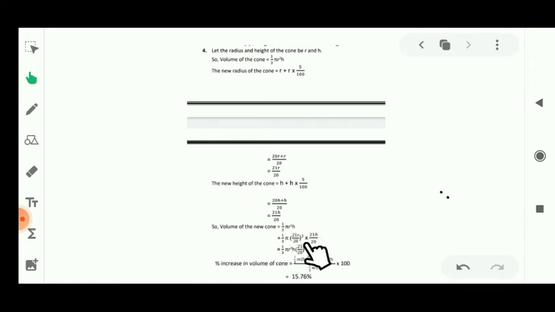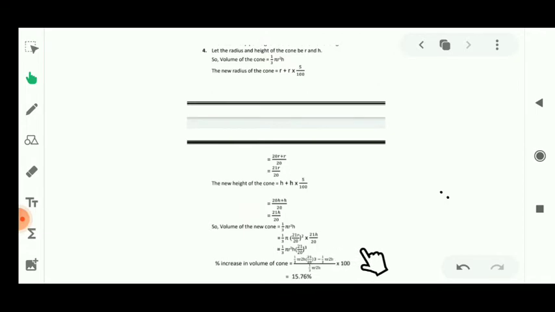New volume will be, we will put the values in the formula, that is 1/3 pi. Radius value will be (21r/20) whole square, multiplied by height value 21h/20. After solving it, its value will be 1/3 pi r square h, (21/20) whole cube.